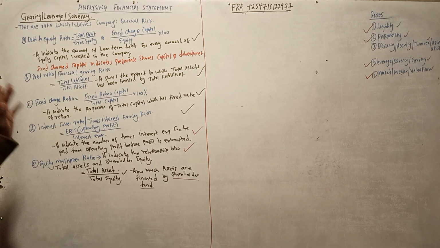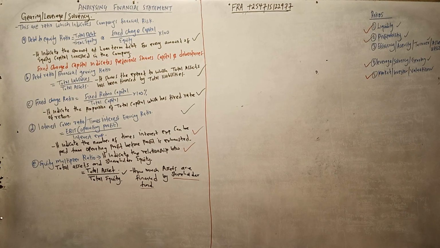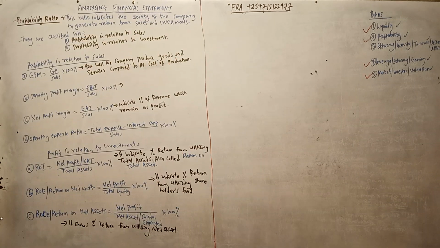So remember, we talked about the gearing or the leverage ratios. These are the ratios which indicate the company's financial risk, and we have 5 of them. So let us move on to the next ratio, which is profitability ratio. Once we are done with the profitability ratio, we shall be remaining with the efficiency ratio. We need to complete all of them today. So let us do profitability ratio.